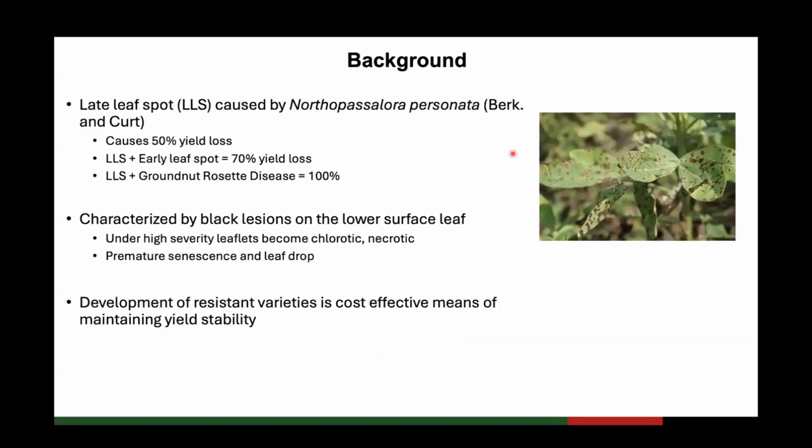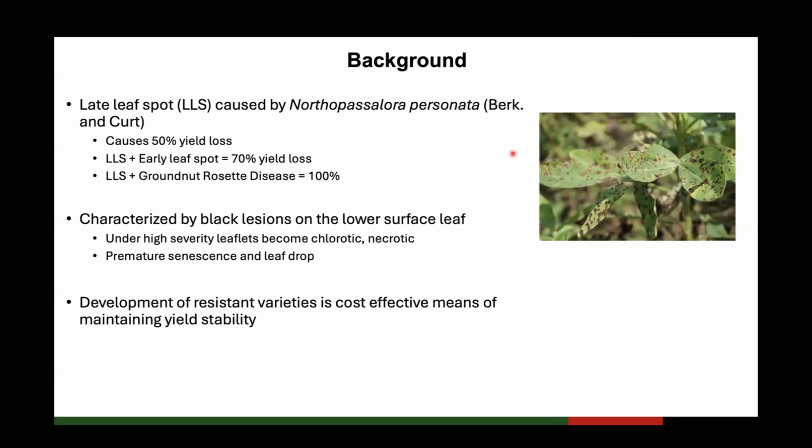Leaf spot is an important disease in peanut production. In Africa, it's the second most important disease after groundnut rosette. It causes up to about 50% yield losses when it occurs alone. When it occurs together with other leaf spot, it causes up to 70% yield loss. And when it occurs together with groundnut rosette disease, it causes up to 100% yield loss.